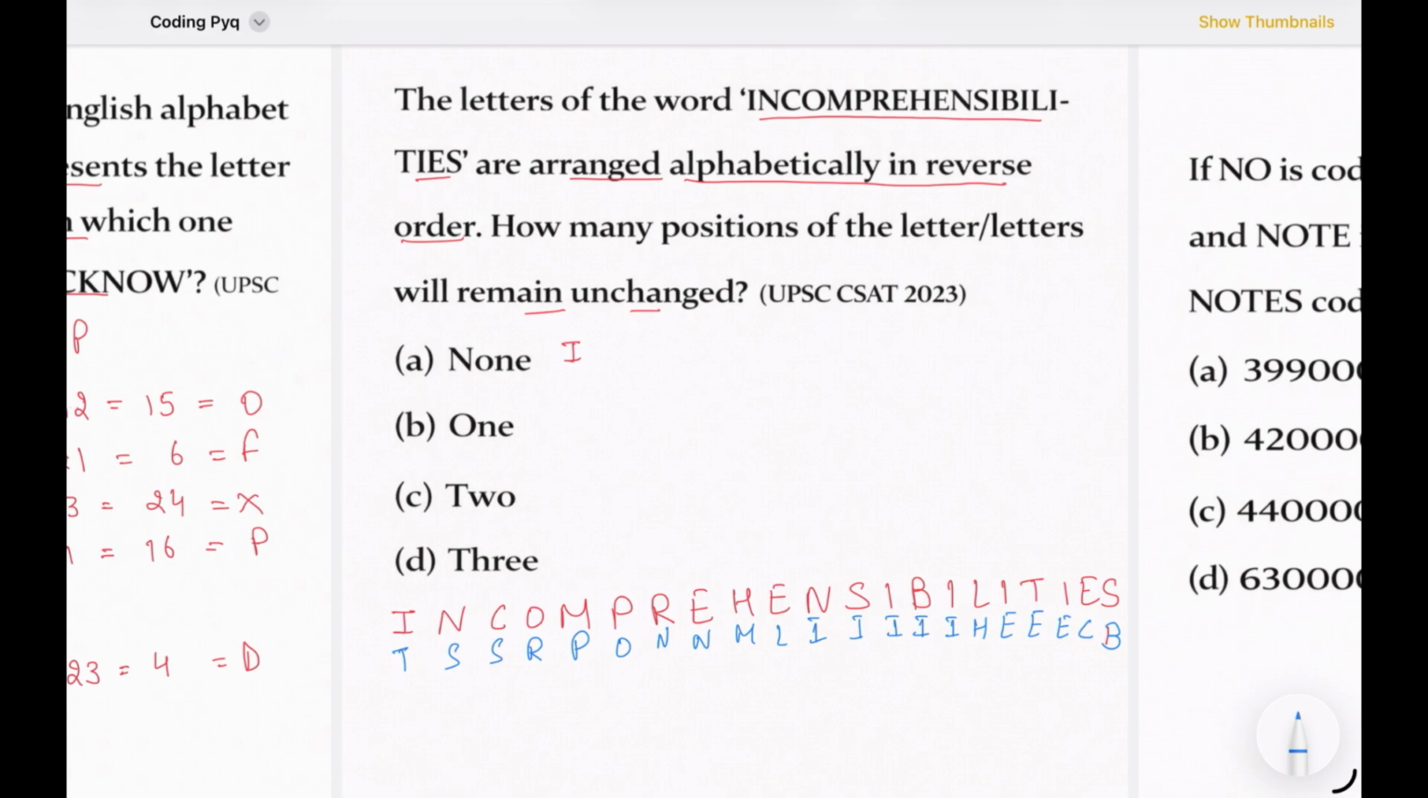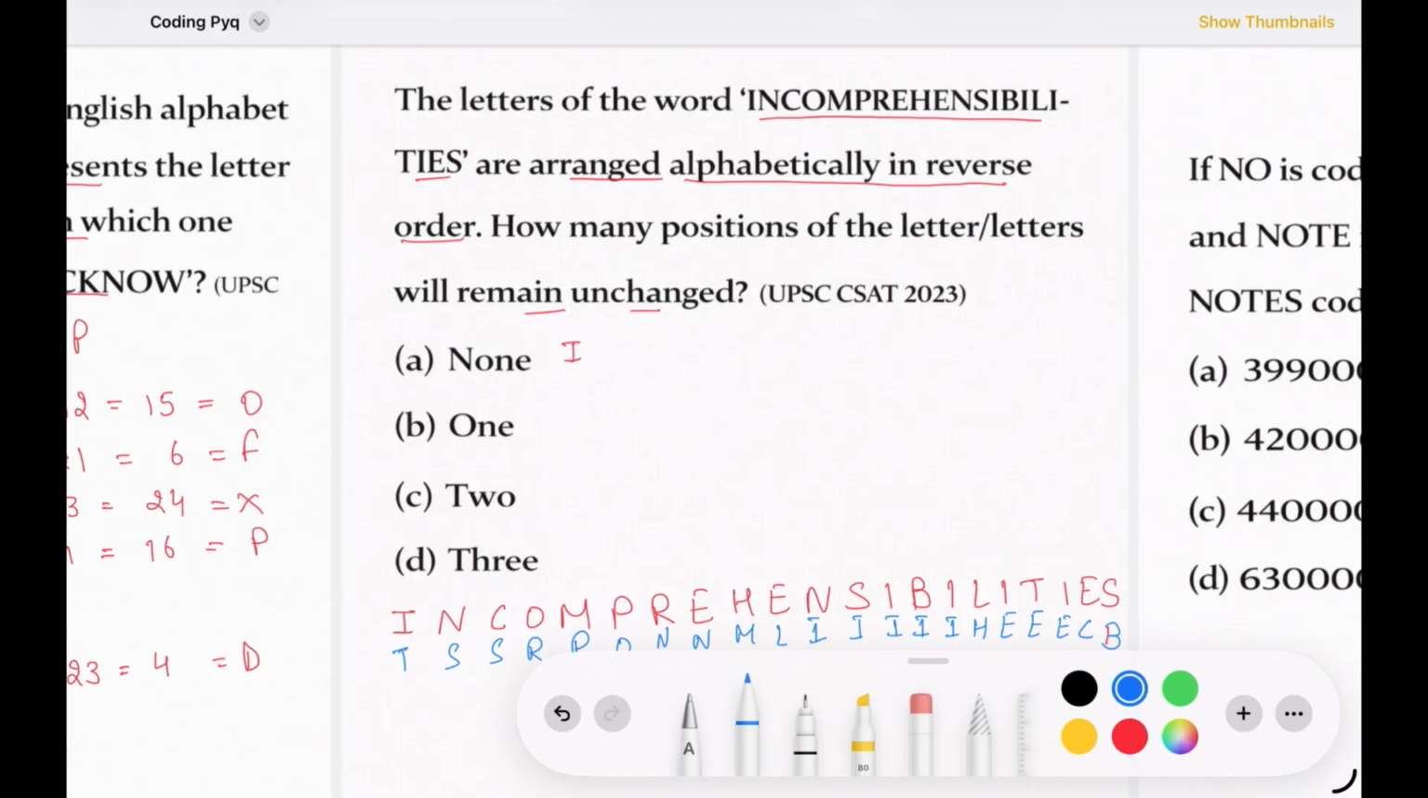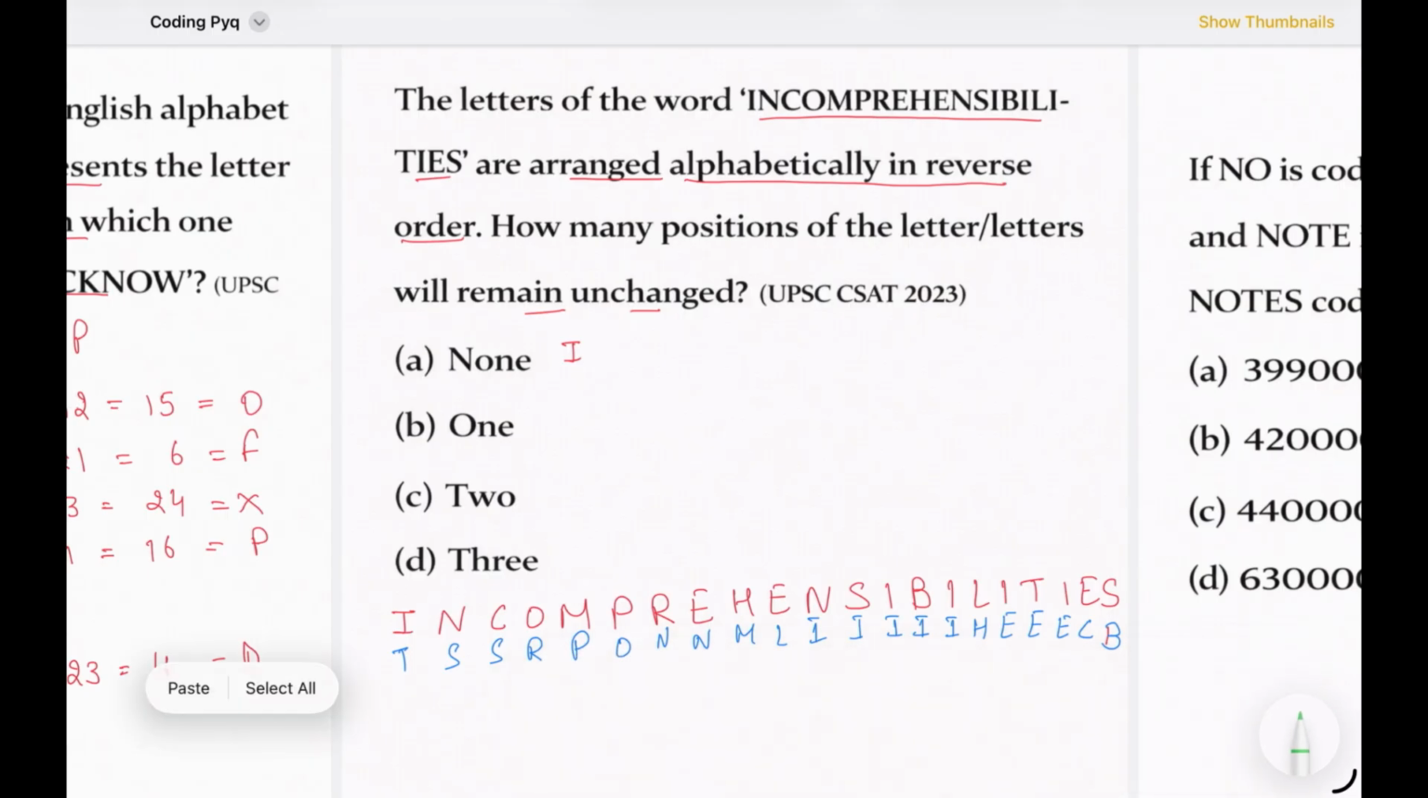So now we have to find out how many positions of the letters will remain unchanged. How many letters still have the same position? This I is not changed, its position is the same. This I also has the same position. Here only 2 letters remain unchanged, that is both I. So only 2. Option C is the correct answer.